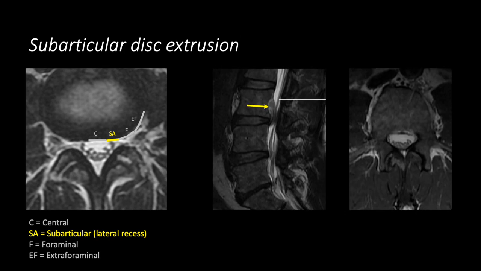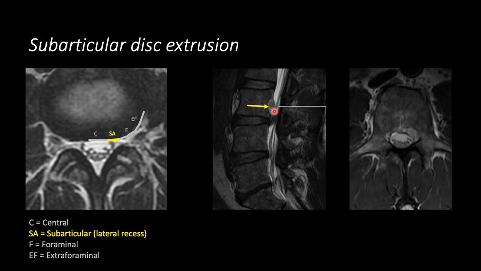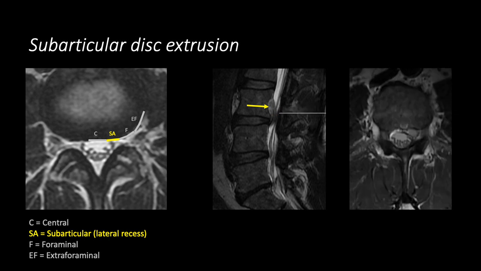This is another example of a subarticular zone disc extrusion. In this case, however, there is a significant superior migration of disc material over here. And as we page down on the axial image, you can see this disc material within the lateral recess encroaching on the adjacent nerve roots in the lateral recess right here.